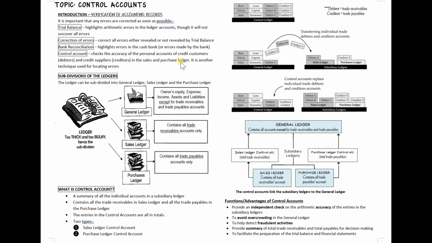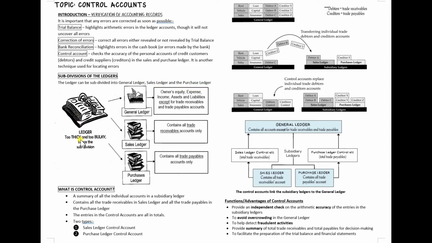In the sales and the purchase ledger. So credit customers will be in the sales ledger, and credit suppliers are in the purchase ledger, okay. Now this one, control account, is another technique for locating errors, okay. Now subdivision of the ledger. The ledger can be subdivided into the general ledger, sales ledger, and the purchase ledger.